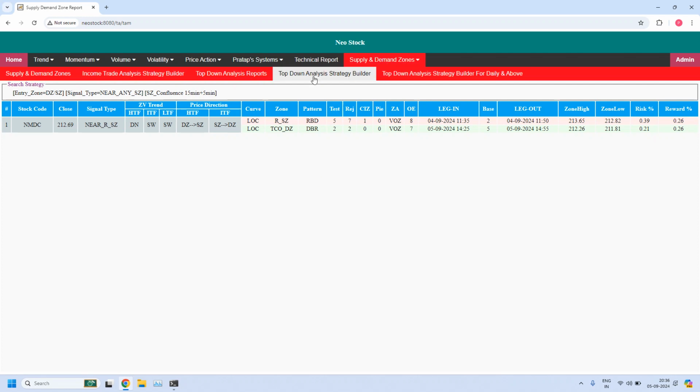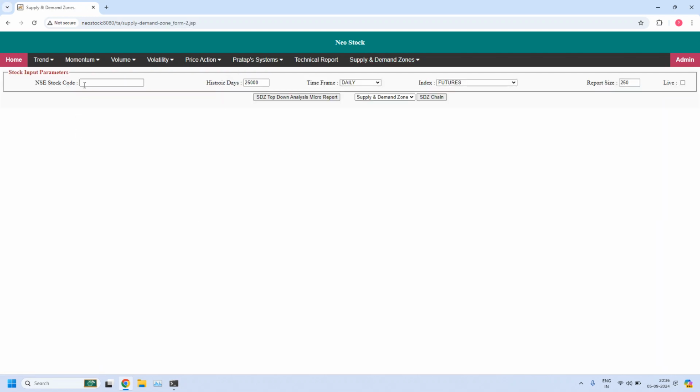Now next report is NIFTY and BANKNIFTY supply demand zone chain. Let's start with NIFTY 50 monthly time frame. I am generating monthly supply demand zone chain for NIFTY.